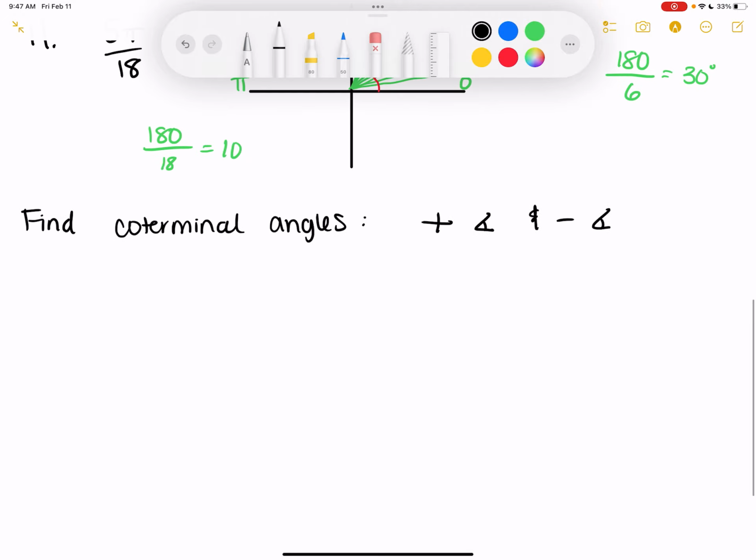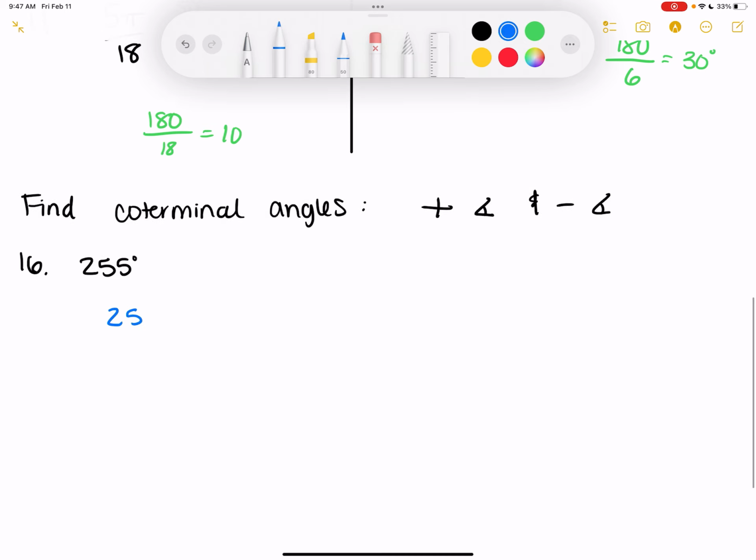So we're going to start with number 16. We'll do a couple of these. 255 degrees. When I want to find angles that are coterminal with it, I add 360 or subtract 360. It always goes in groups of 360. So to do the first one, I'm going to do 255 plus 360.